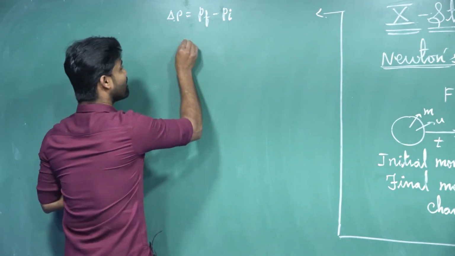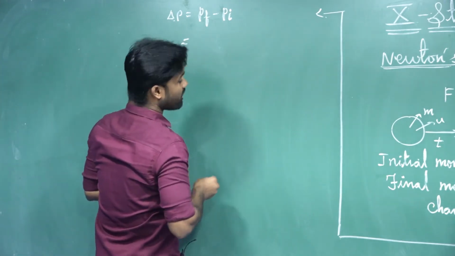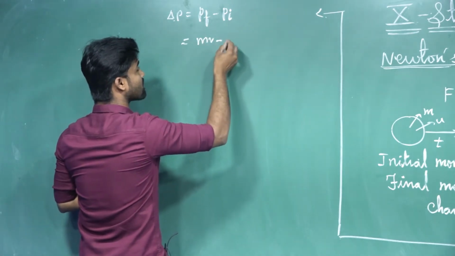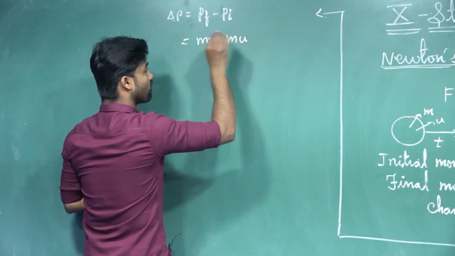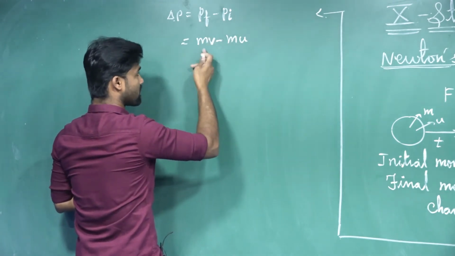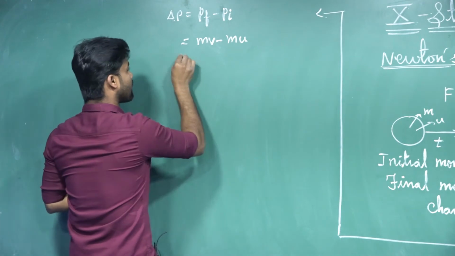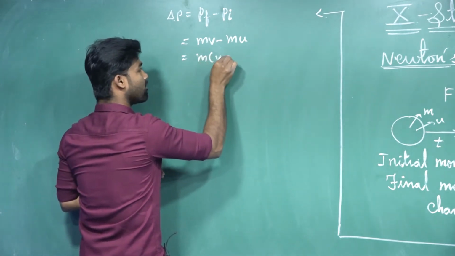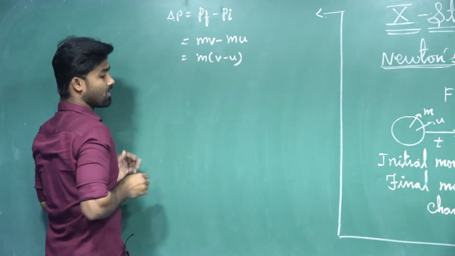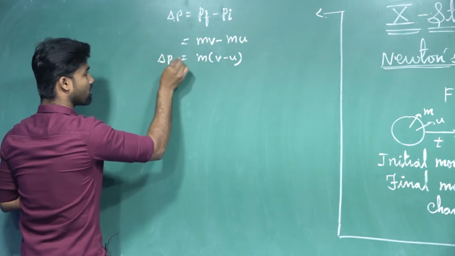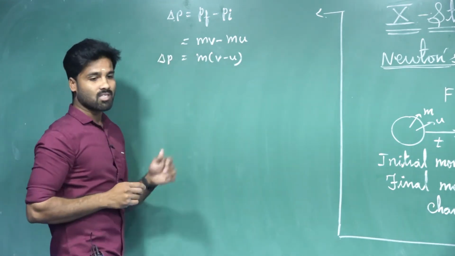The value of pf is mv, and the value of p suffix i is mu. Here m is common, so take it out: m of v minus u. This is the change in momentum. Del p equals the change in momentum, m of v minus u.